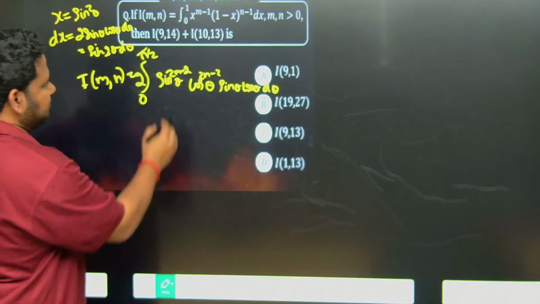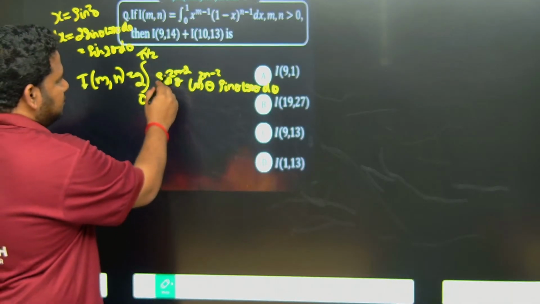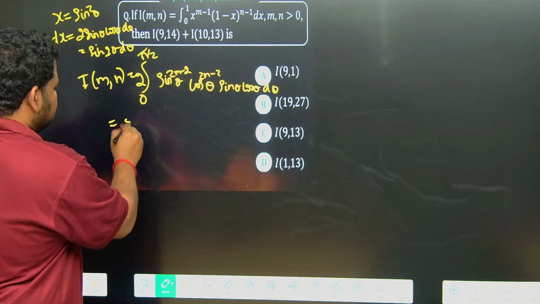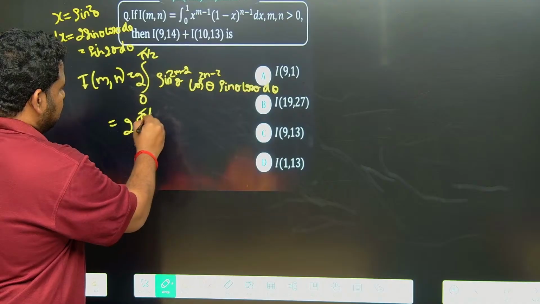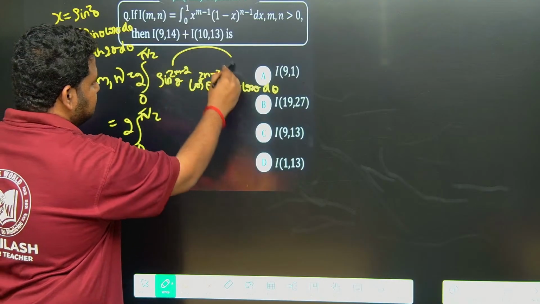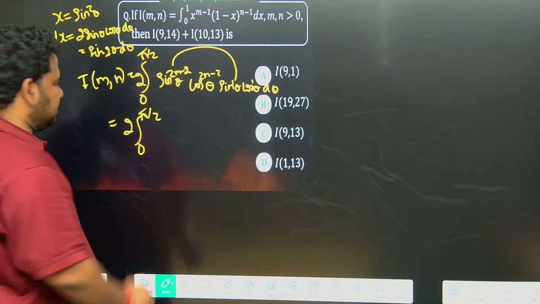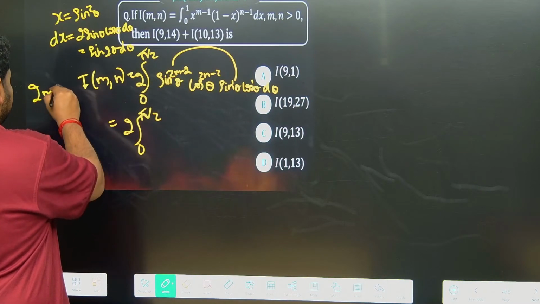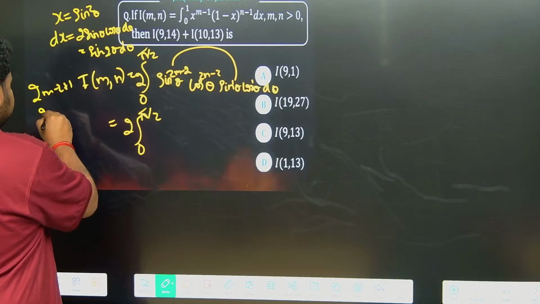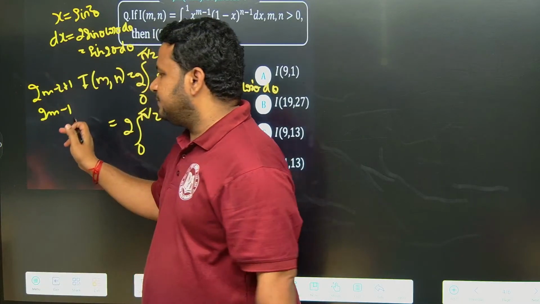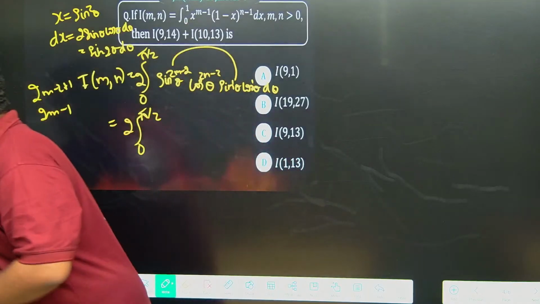Now, by law of exponents, this will become 2 times the integral from 0 to pi by 2. If I focus on the sin theta, 2m minus 2 plus 1 will give me 2m minus 1, correct? That is what I am telling: 2m minus 2 plus 1 will give me 2m minus 1. So this will become what?